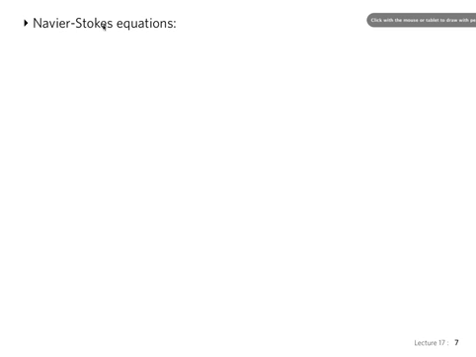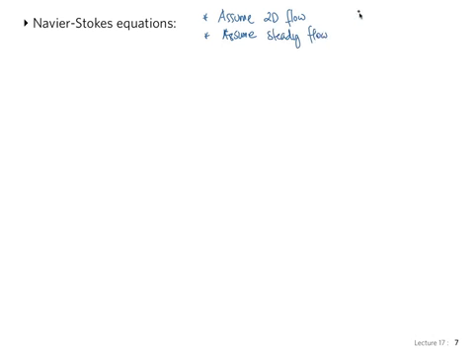Okay, but we can write the Navier-Stokes equations for this situation. We assume 2D flow, right? We're going to assume 2D flow. We're going to assume steady flow. And if it's steady, it has to be laminar, right? Because if it was turbulent, it would never be steady. And we're going to assume incompressible. So before we cancel out terms, let's write them out.